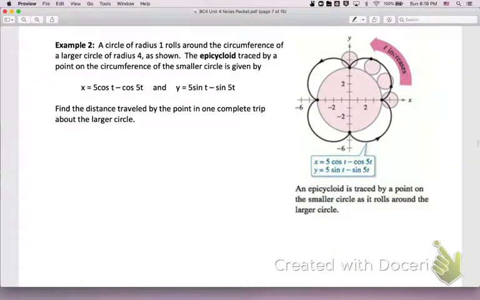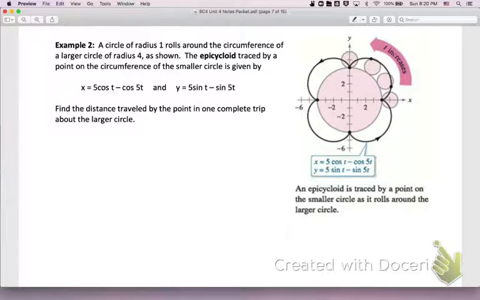Example 2. It says a circle of radius 1 rolls around the circumference of a larger circle of radius 4 as shown. So this is kind of weird. It would be like if you have a quarter and you take a penny and kind of rotate it so that it circles the outside of the quarter. So this is called an epicycloid, and it's traced by a point on the circumference of the smaller circle that is defined by this pair of parametric functions. We want to find the distance traveled by the point in one complete trip around the larger circle.